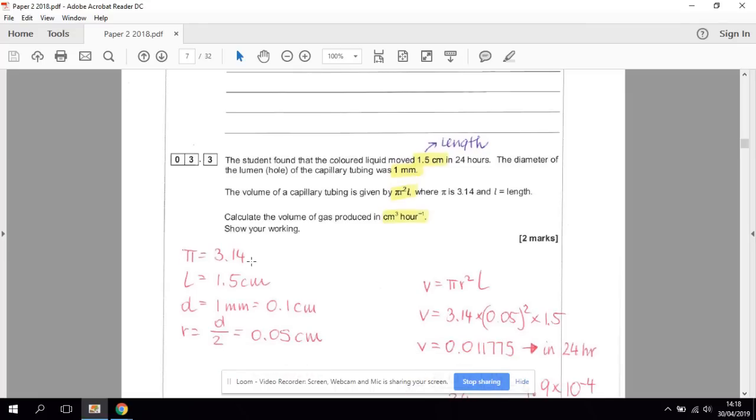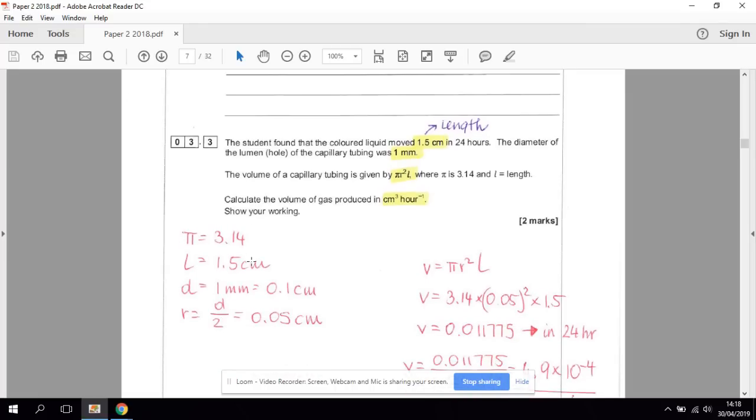Then we had the mass calculation here. So we've got the liquid that moved by 1.5 centimeters in 24 hours. So this is our length, and the diameter was given. You need to work out the volume of gas being produced per those units. So good, we've got a formula, so we write down everything we know. We know pi. The length is 1.5. The diameter is 1 millimeter, so we convert the unit, so that's 0.1 centimeters, and we can work out the radius from here, which is 0.05.